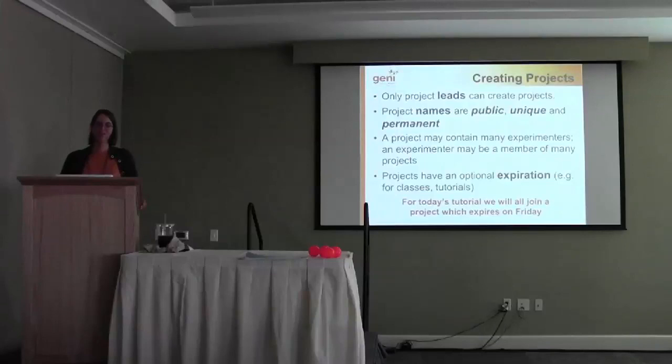All right, so a project can contain many experimenters, and experimenters can be a member of many projects. So that's a many-to-many relationship. And then projects optionally can have an expiration. And this is largely to support classes and tutorials. So for example, the project we're going to use today will expire this weekend, so that I'm the project lead, and I don't want to have the responsibility for what people might do with this next week or next month or next year. Okay. All right, so that's our first two terms, experiment and project.